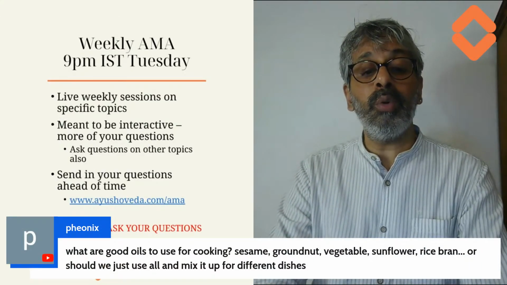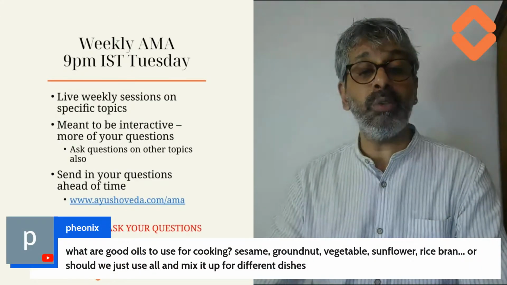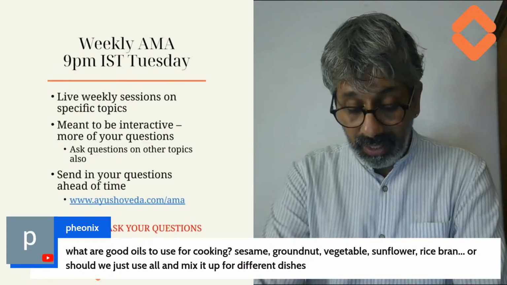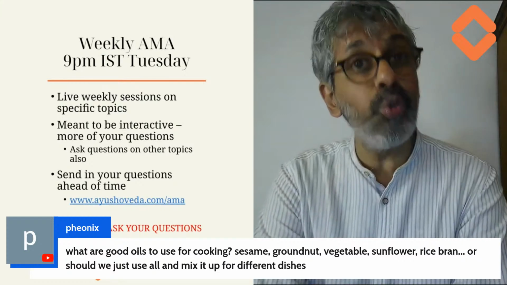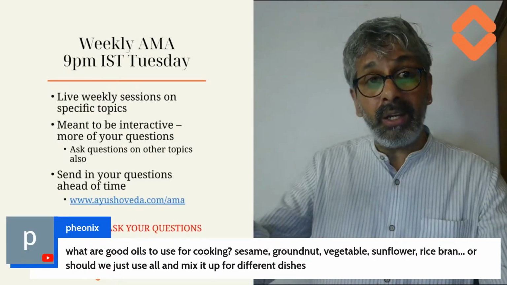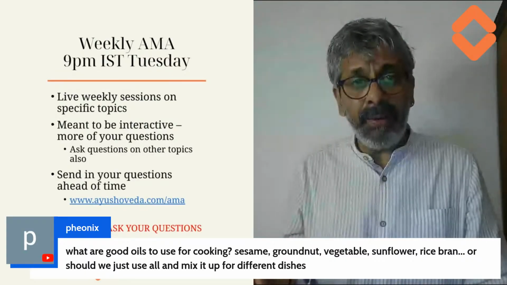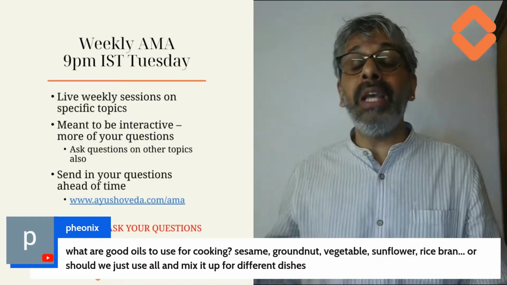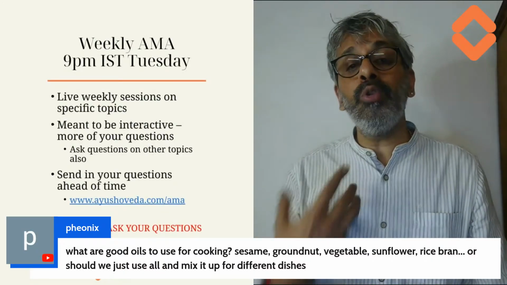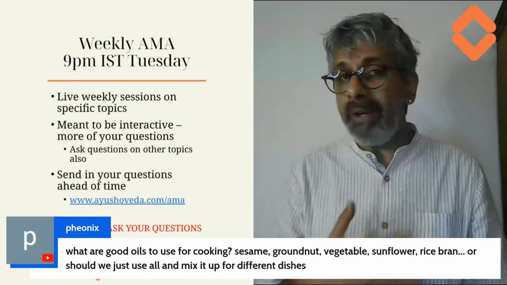What are the good oils for cooking: sesame, groundnut, sunflower, rice bran, or should we just mix them up for different dishes? I would say, whatever oil you are genetically used to would be the best oil for regular use. Sometimes you're making something Italian, and for the taste you add a little bit of olive oil or some other oil. That's fine. But I don't say that you have to completely shift to olive oil because somebody says it is healthy. No. I'm used to having coconut oil, so by and large all my dishes are cooked in coconut oil.